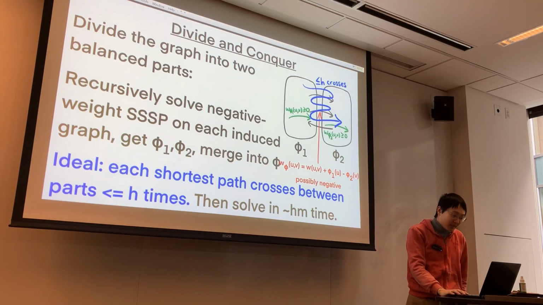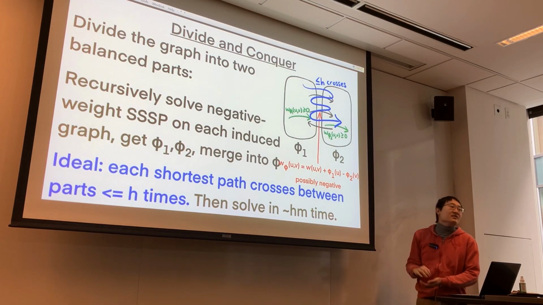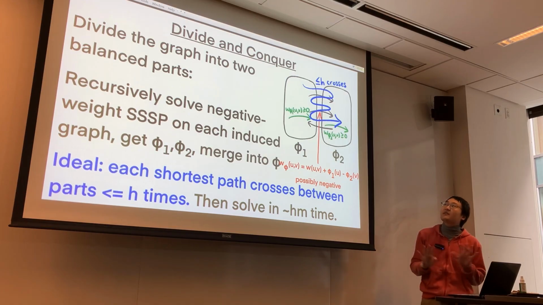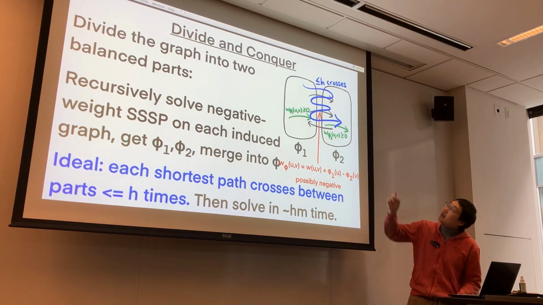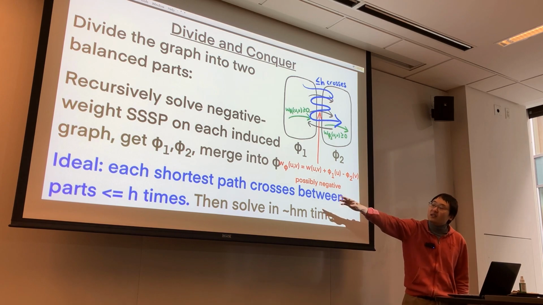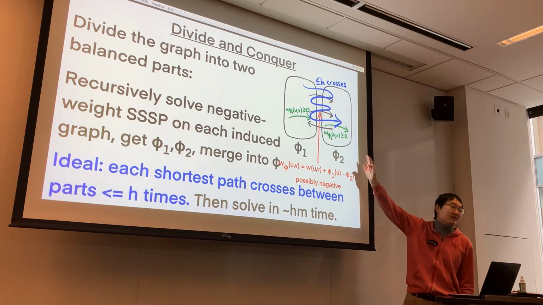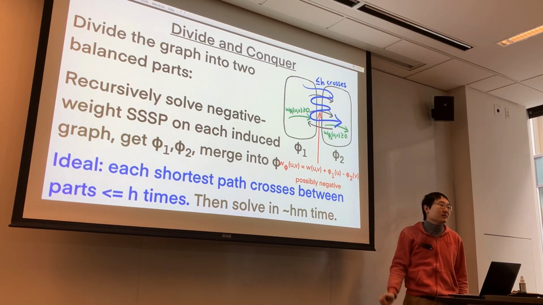So what does that mean? Well, here's the ideal scenario. Suppose we divide the graph in a very nice way. The ideal setting is that every shortest path crosses between the 2 parts at most h times.